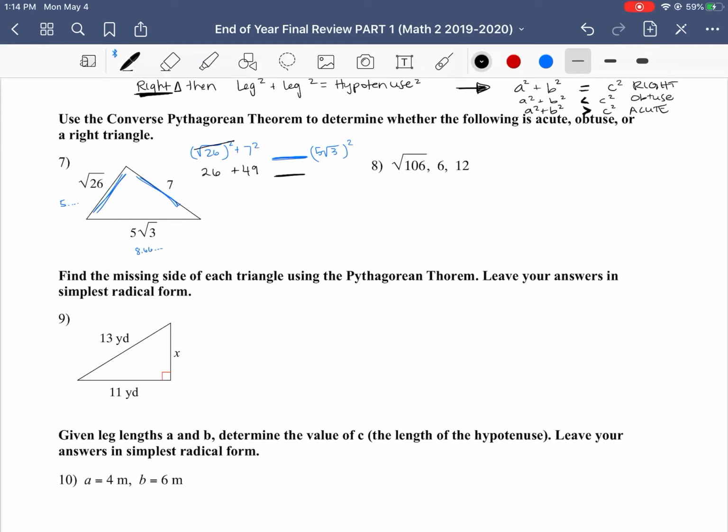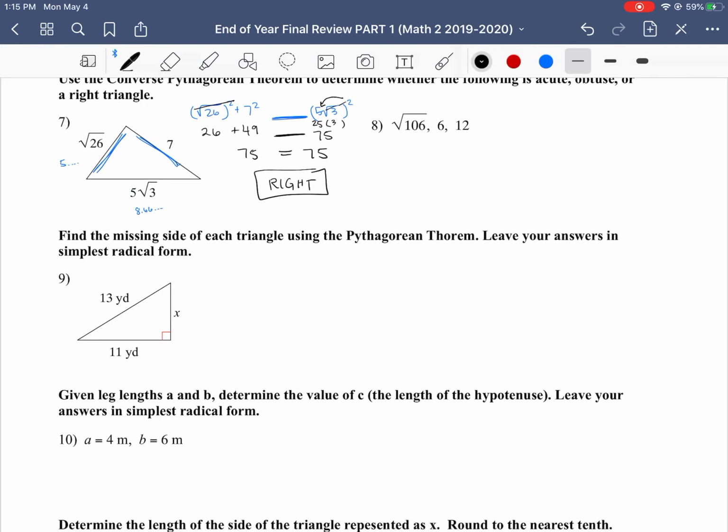Again, we're still unsure if these are equal. When you square this, that's like 25, maybe I'll write it up here, 25 times the square root cancels with the radical, and you have 3, so this is like 75 over here. 26 plus 49 is 75 as well, so notice these are equal. And remember, if it's equal, we said, well, that means that it's a right triangle. Okay, so you'll do the same thing with number 8, setting up to see what kind of triangle that is.